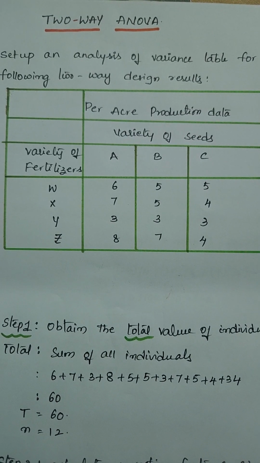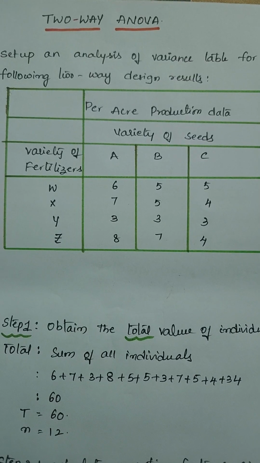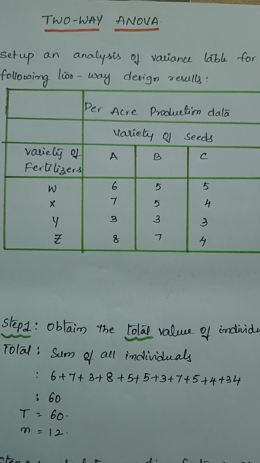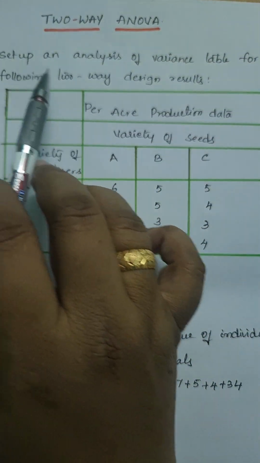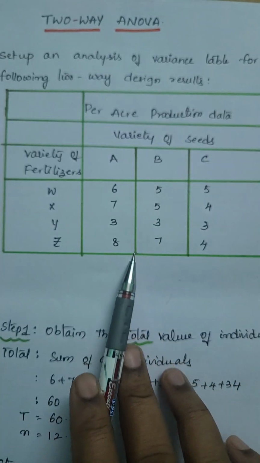Hi viewers and students, this is the topic of two-way ANOVA in testing of hypothesis in research methodology and statistics. Now we'll look at how to solve a two-way ANOVA problem. Set up an analysis of variance table for the following two-way design results.